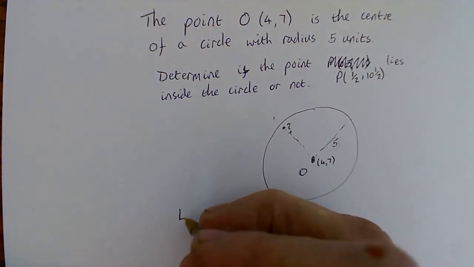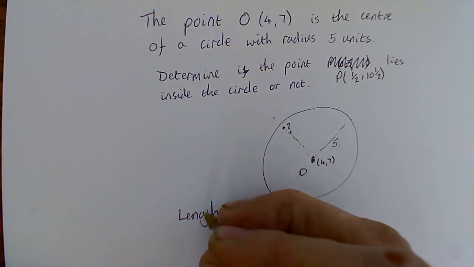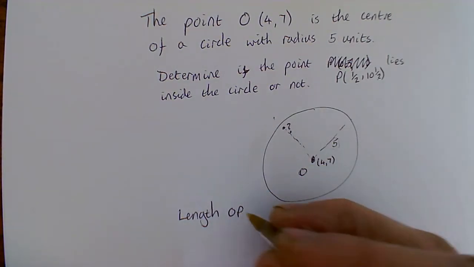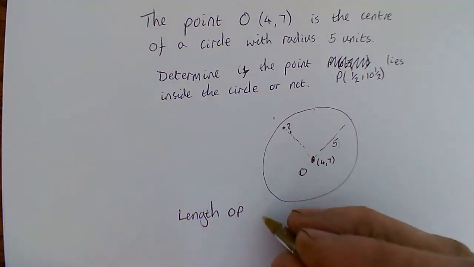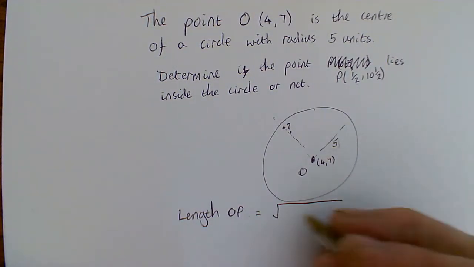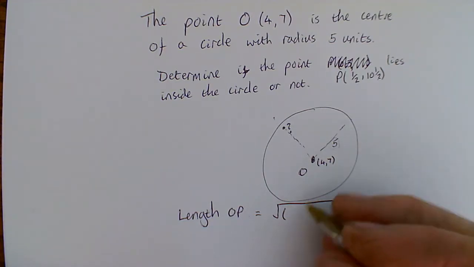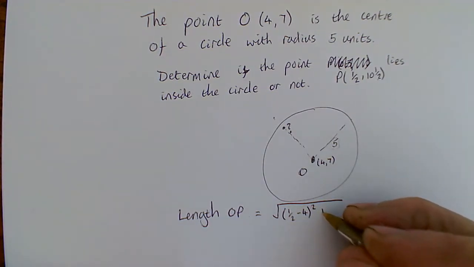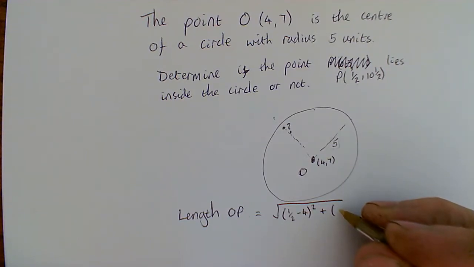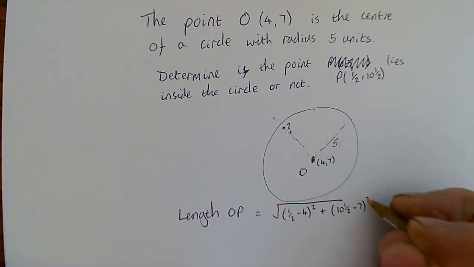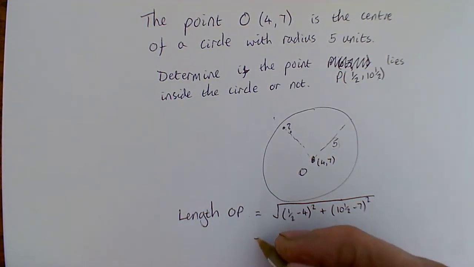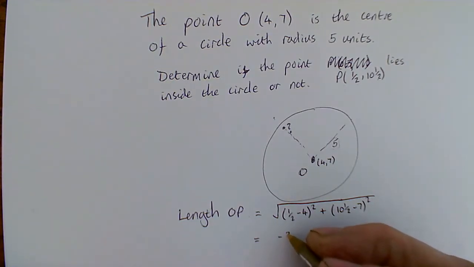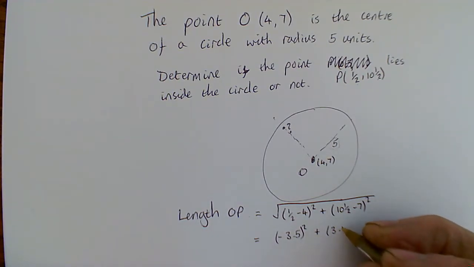So, first thing we need to do is to find length OP. Figure out what that is. Once we've got that, we can then work from there. So we've got the square root of, now OP is a half, take away 4 all squared, plus, and we've got 10 and a half, take away 7 all squared. You could have written this as decimals, 10.5, that'd be fine. So we end up with minus 3.5 squared plus 3.5 squared.